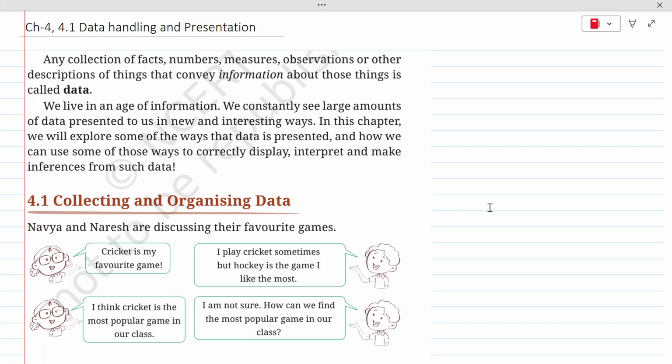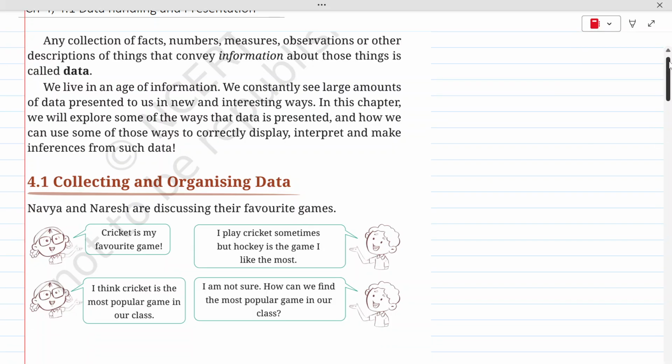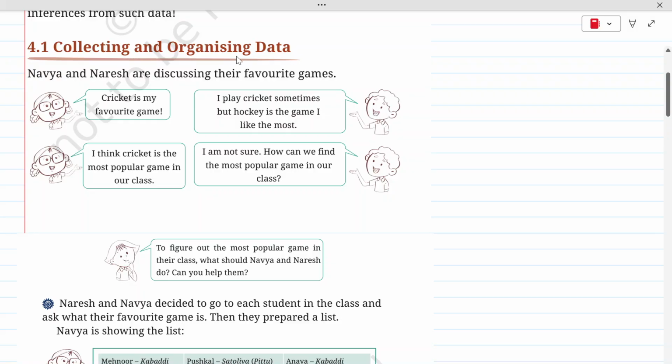So there are many ways, and most of these ways we have already done in the lower grades also. So in this chapter we are going to go a level up from what we have done in the last grades. Okay, so using this data, we can analyze it and we can interpret many things. We can make inferences, that is, many conclusions from that data. So let us start with the topic 4.1, collecting and organizing data.